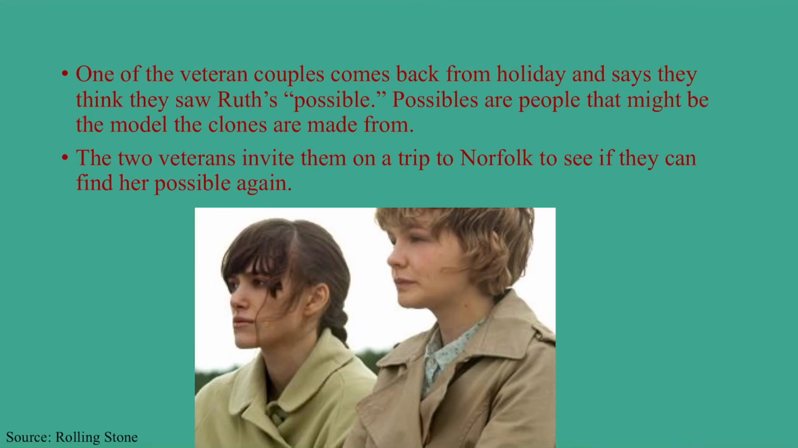One of the veteran couples comes back from holiday, and they tell Ruth that they saw her possible. Possible in this novel means people who might be the model that the clones are made from, so people whose genes are used to form these clones. These two veterans feel that they saw the original Ruth, the person from whom Ruth was made, and invite them on a trip to Norfolk to see whether they can find Ruth's possible again.